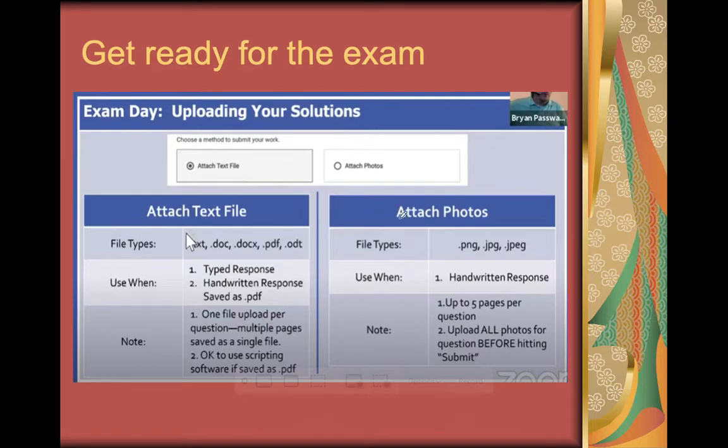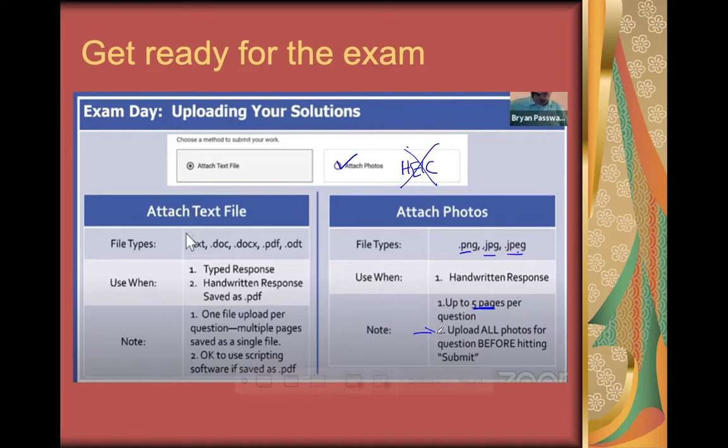So uploading your solutions. Most calculus kids will probably choose to attach photos. Make sure you're in one of these formats. Be very careful about that. Some of the iPhones use that, what is that, HEIC? This is bad. Make sure your photos are in one of these file types. Up to 5 pages. You can't use any more than 5 per question. But remember, that's 5 for question 1 and 5 for question 2.